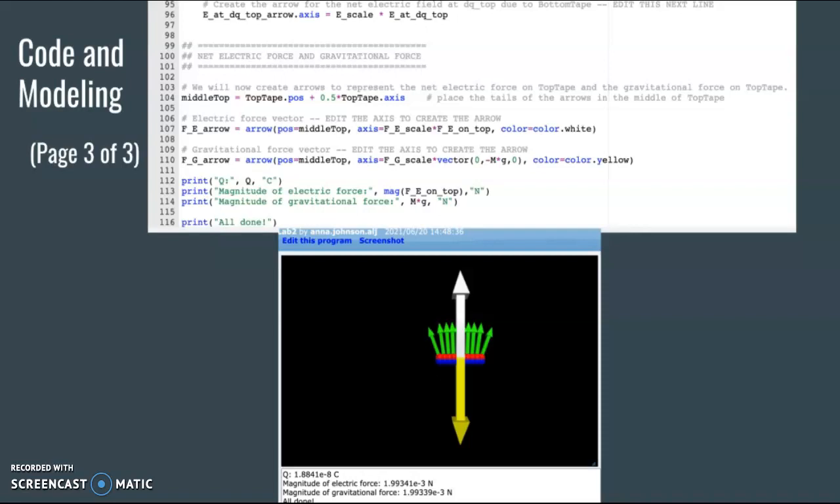The green arrows represent the electric field at each of the 10 point charges that represent the top tape. And so when Q equals 1.8841 times 10 to the negative 8 coulombs, the magnitudes of the electric force and gravitational force are extremely close, as you can see.